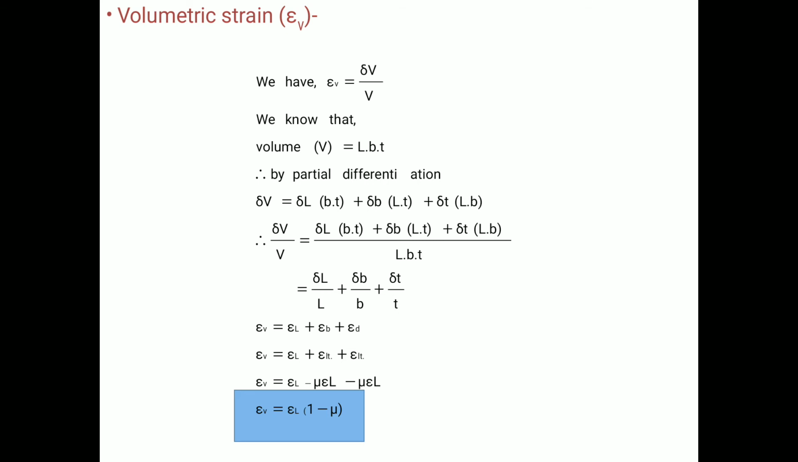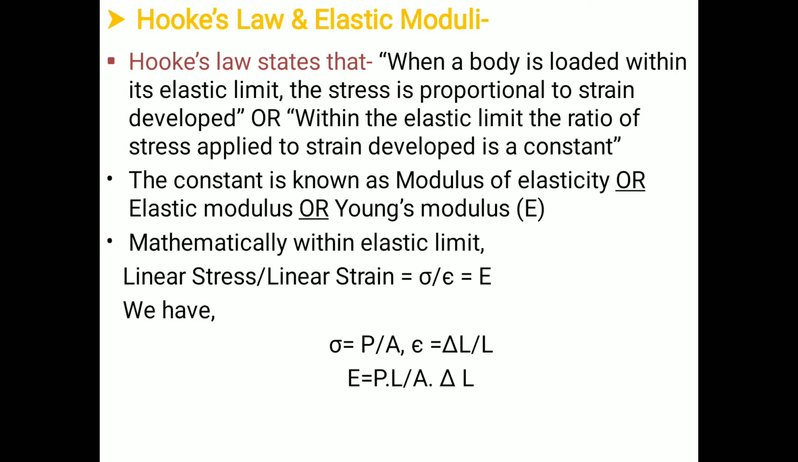Therefore, we have epsilon V is equal to epsilon L minus mu into epsilon L minus mu into epsilon L. We have used Poisson's ratio to find out this value. Therefore, epsilon V is equal to epsilon L into (1 minus 2 mu). This is the value of volumetric strain which we have found out.